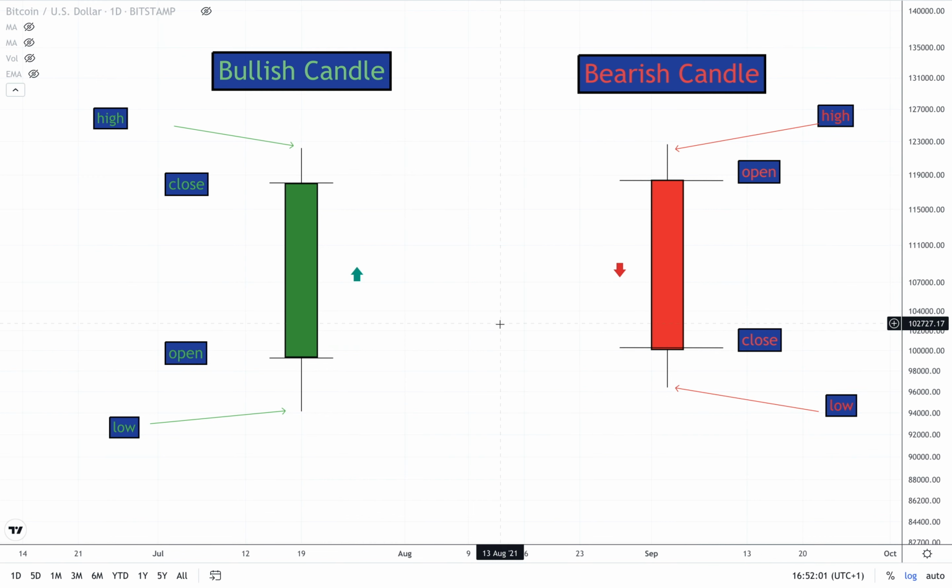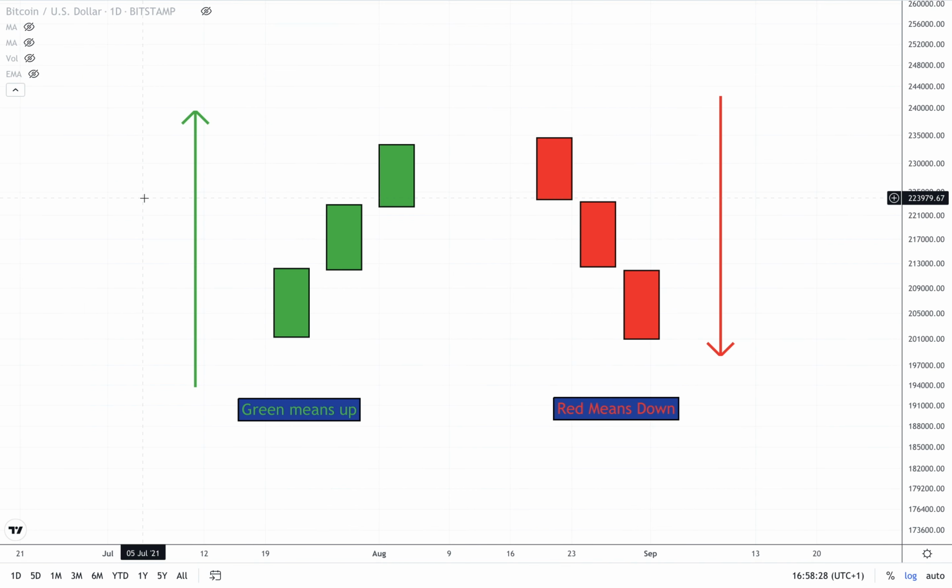It is important to understand the distinct differences between a bullish and bearish candle. A bullish candle represents an increase in price action, and a bearish candle represents a decrease in price action. Essentially, what candlesticks represent is price going up and price going down. So if you have multiple green candles, you have an increase in price. And if you have multiple red candles, you have a decrease in price.